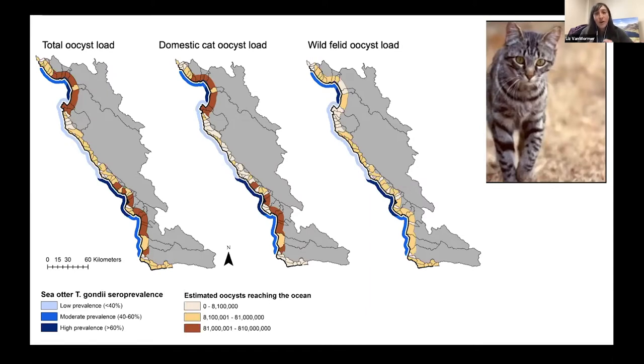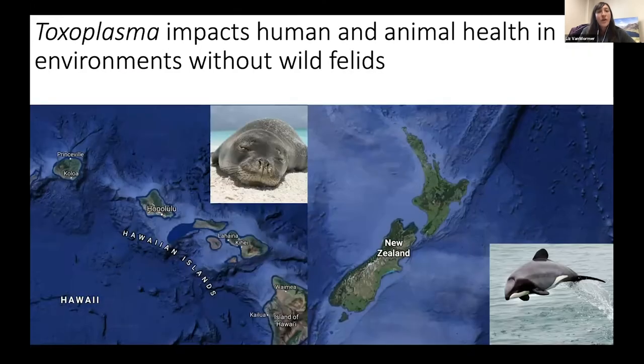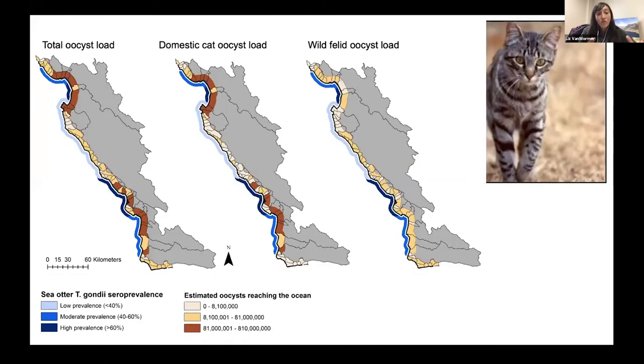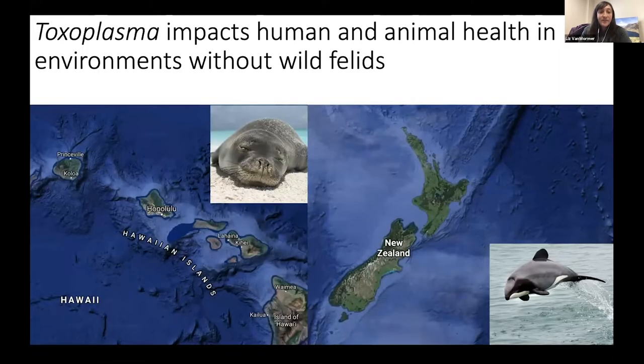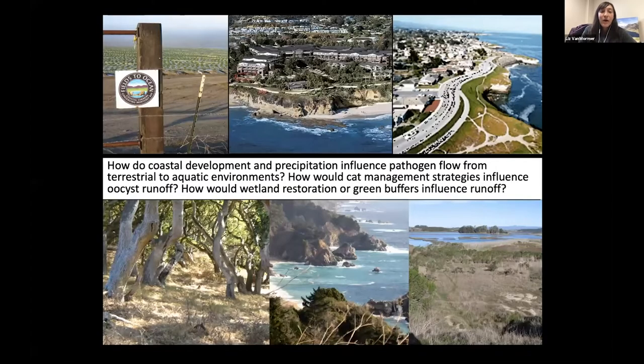And we can use what we know from this One Health team to think about how we can control the parasite in different areas. And so the idea that domestic cats play a role in toxoplasma is important in California, but we also see it in other systems as well. So New Zealand and Hawaii are two systems where there are only domestic cats, and there are big conservation concerns there with toxoplasma in monk seals and Hector's dolphins and Maui dolphins, where toxoplasma is impacting wildlife health from domestic cats.